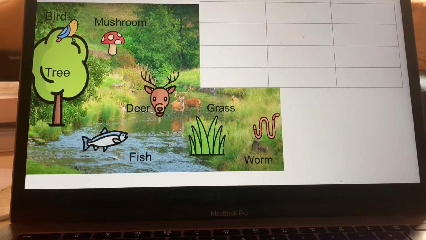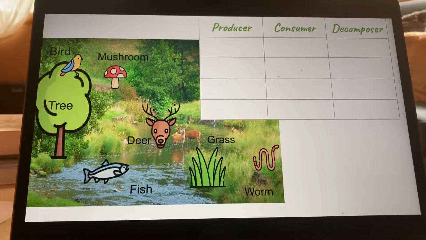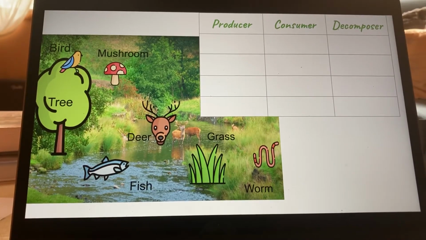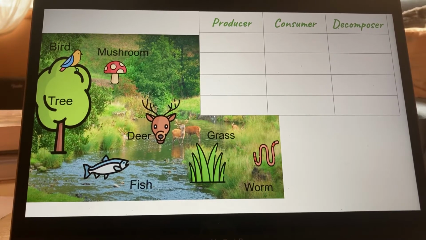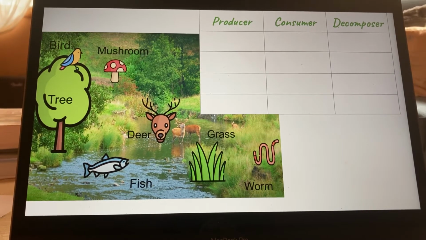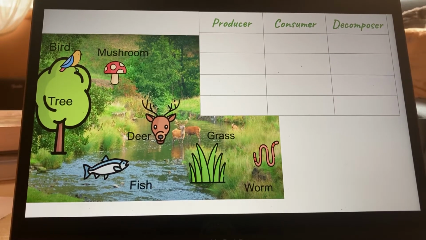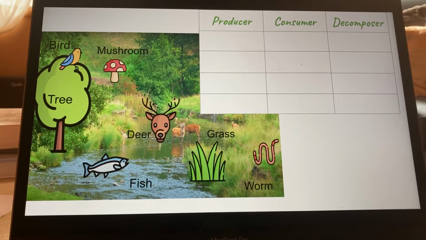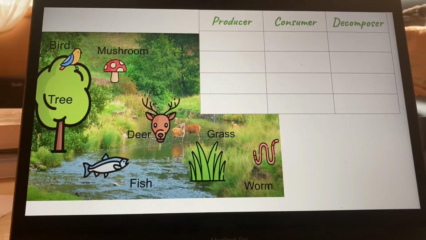Okay, so from the video that we just watched, we learned that there are 3 sections of an ecosystem that they all work together. So what we're gonna do here is we're gonna make sure that we can identify which things are producers, which things are consumers, and which things are decomposers. So we're gonna go ahead and raise your hand if you would like to place one of the items you see on the screen into the chart.